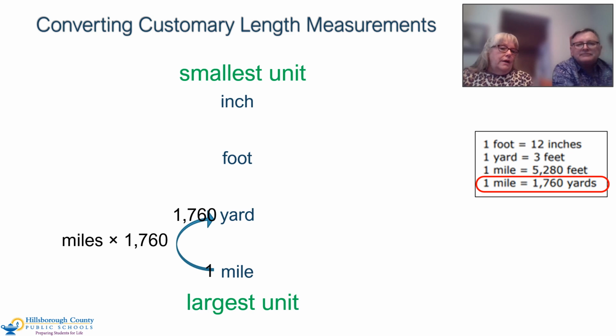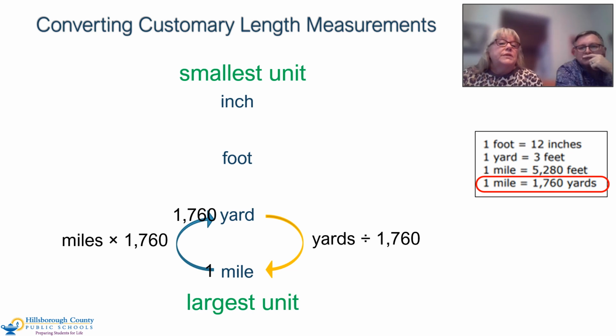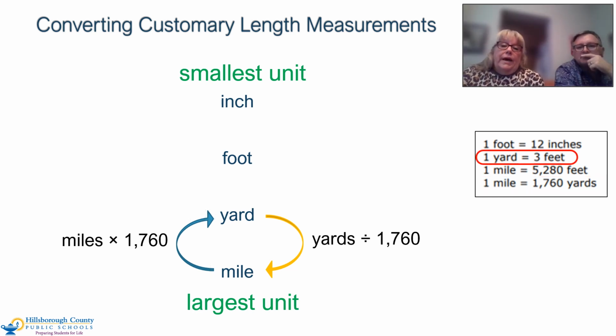Correct. Now, if I'm going the opposite direction and I have 1,760 yards, in order to get to 1 mile, the inverse of multiplication is division. I've got to divide by 1,760 to get to that mile. Sure. Then I can look at another conversion.